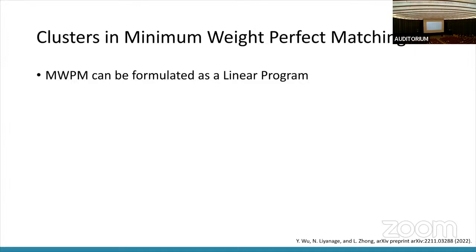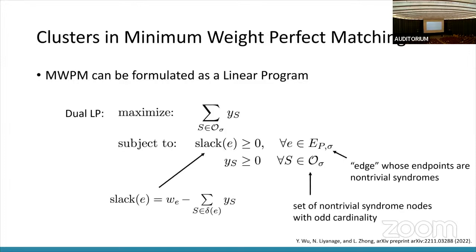I guess the main idea is that minimum weight perfect matching can be formulated as a linear program where you're trying to minimize something, exactly as the name sounds. And its dual linear program is formulated as follows as well, where now we're trying to maximize the sum of these dual variables under the constraints that they all must be greater than 0, and this new slack definition also has to be greater than 0.